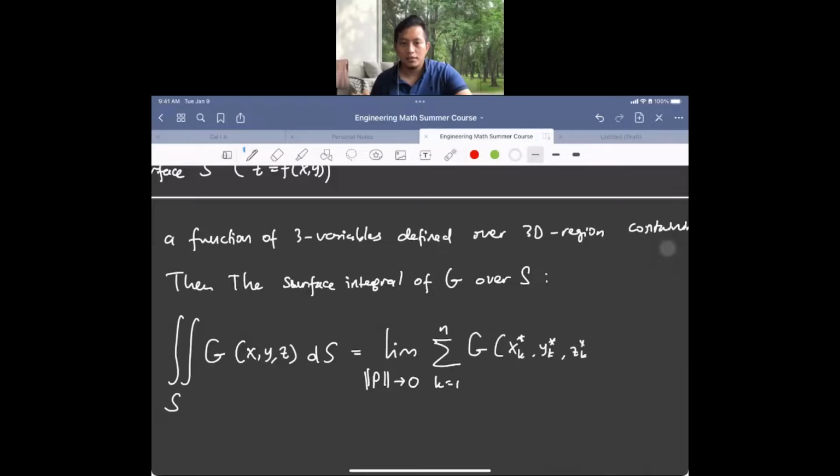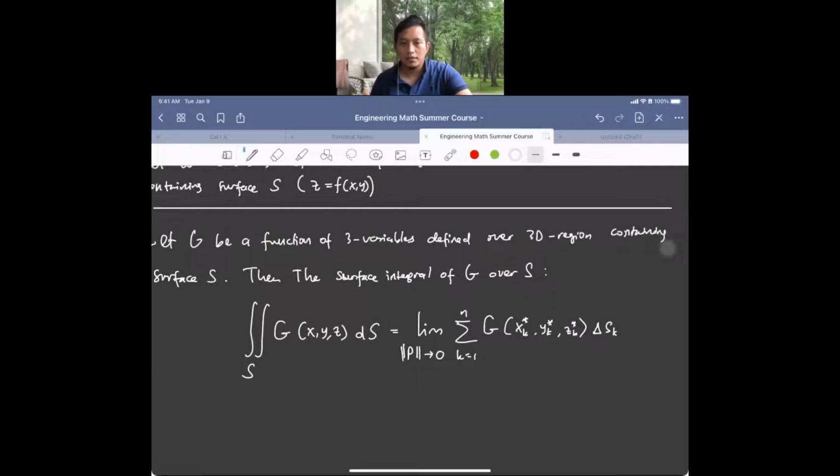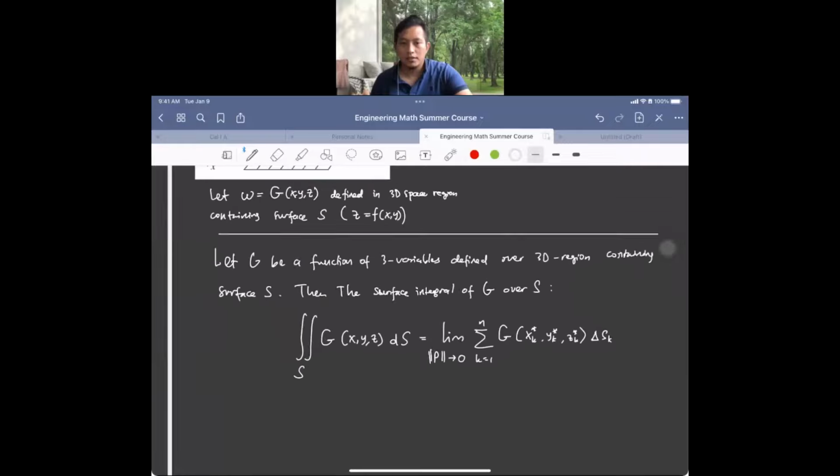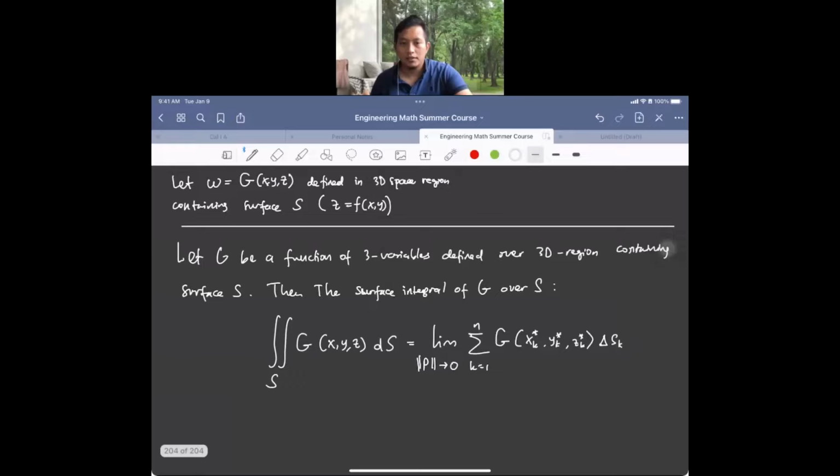This is a sample point, and then delta S A. Okay, so this first is the definition. Okay. After this, we are going to look at how to practically use this surface integral.